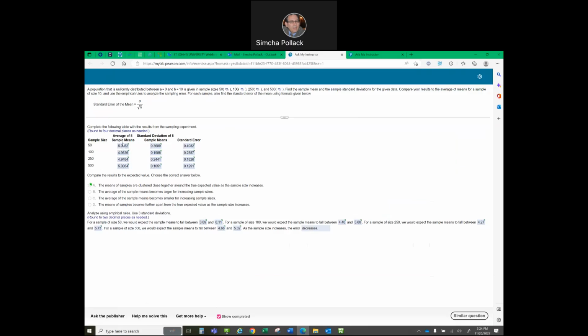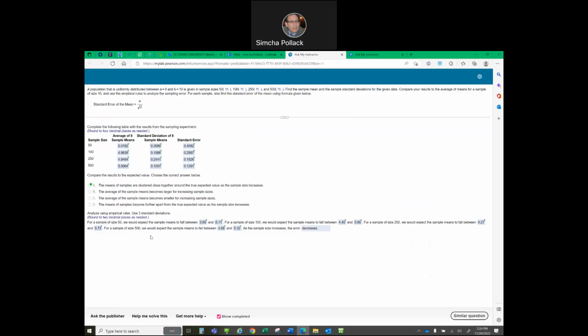So we're not really seeing the means cluster together as the sample size increases, but that's true theoretically, and that's the right answer. The other option is not true. It's the opposite. No, this is the right answer.